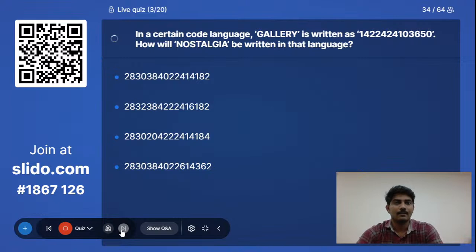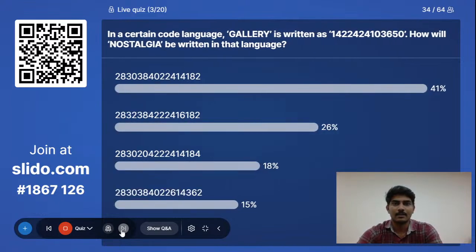And see the options for this question, who has answered. Okay, I received 41% of the students answered A, 26% of the students answered option B, 18% of the students answered C, and 15% of the students answered D. Let's see what will be the correct answer for this question. And here is the answer for the third question. Approximately 41% of the students answered the question correctly.